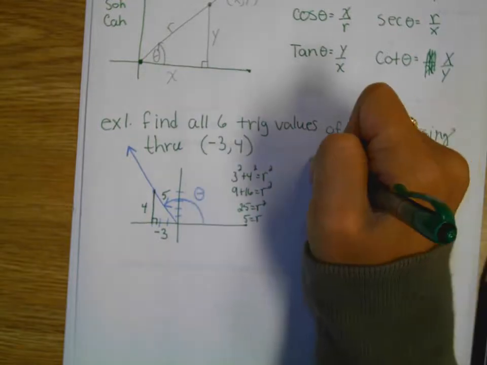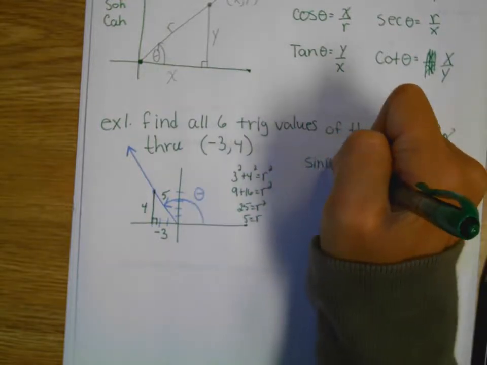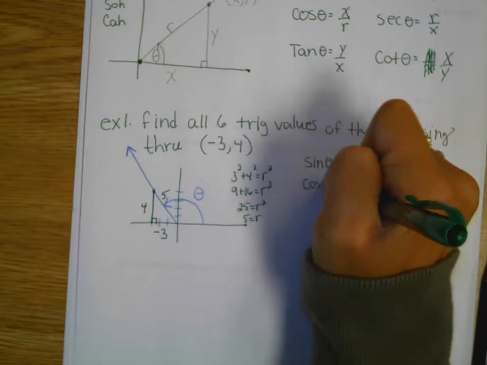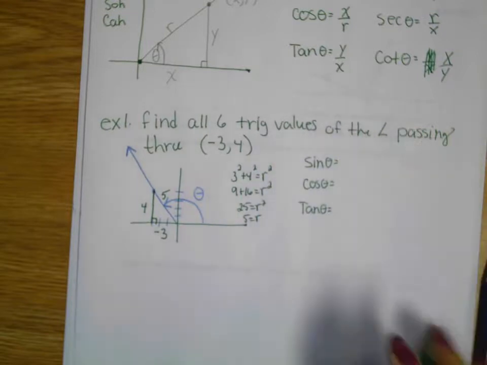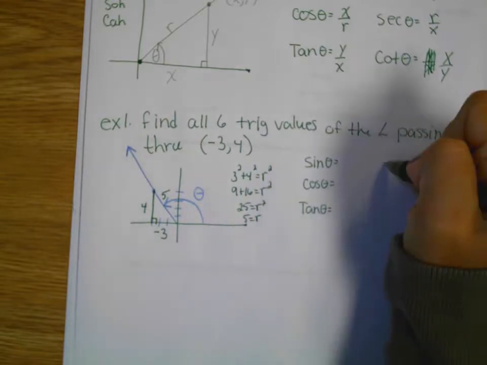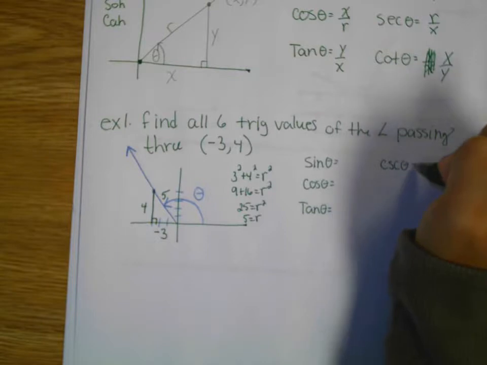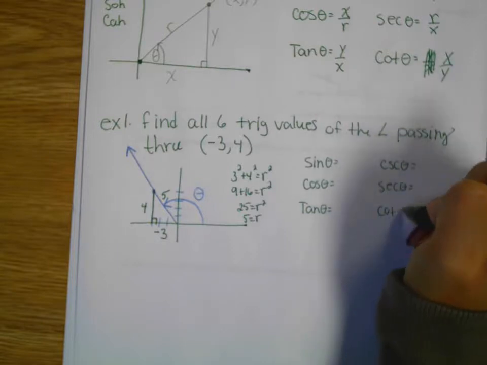And we got 6 answers to give. Sine, cosine, tangent, cosecant, secant, cotangent.